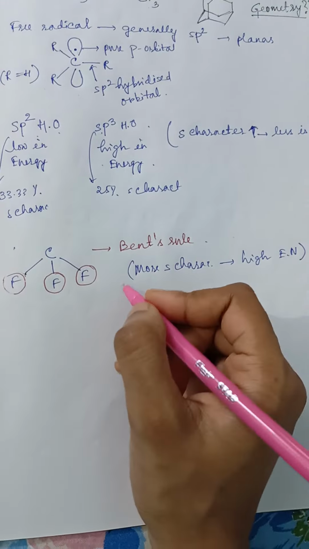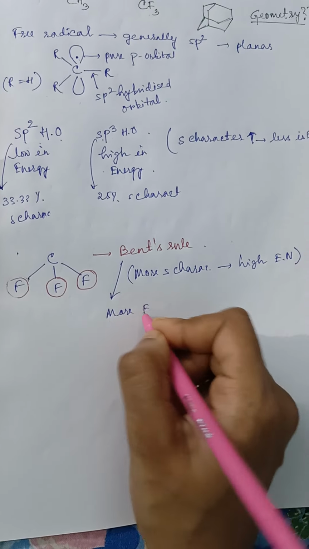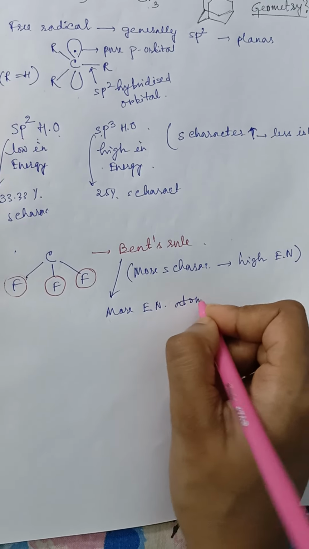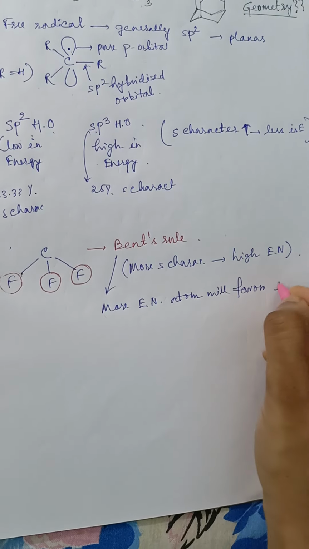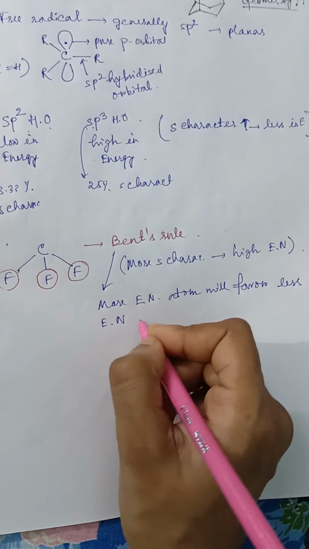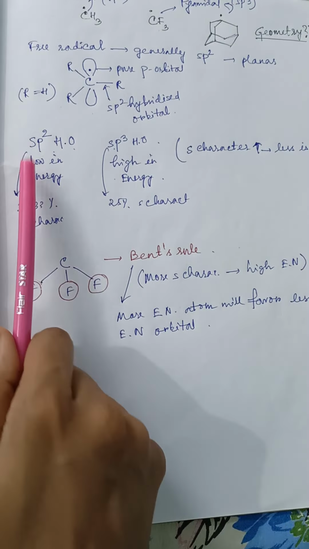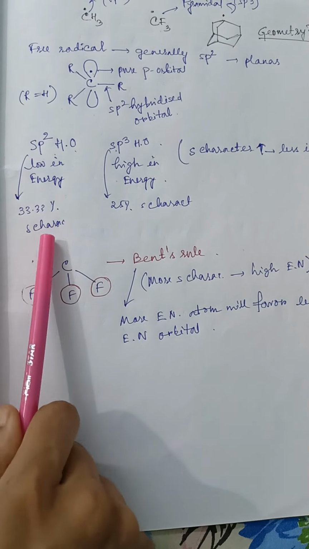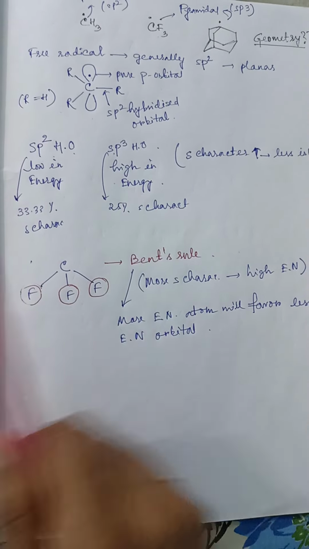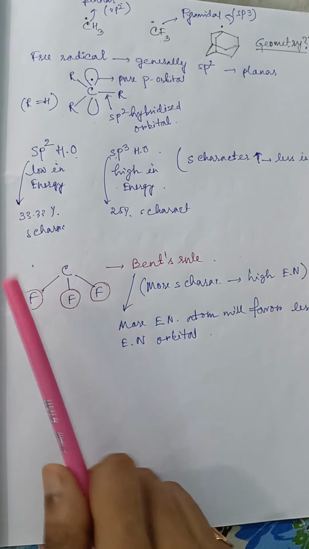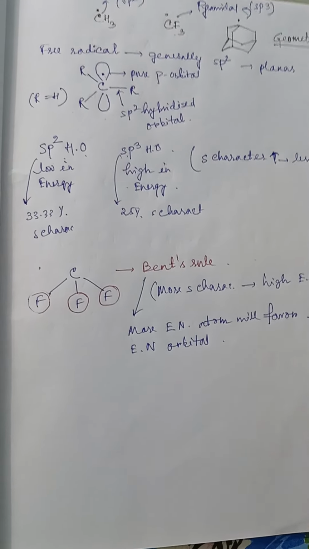Now according to Bent's rule, the more electronegative atom will favor the less electronegative orbital. Between sp2 and sp3, sp2 has more s character, meaning more electronegative, and sp3 is less electronegative. So this fluorine will favor the sp3 hybridized orbital.